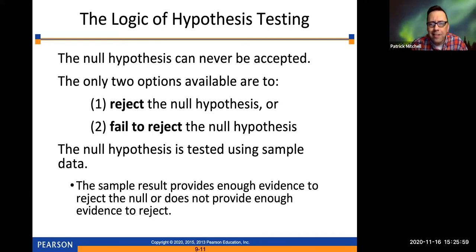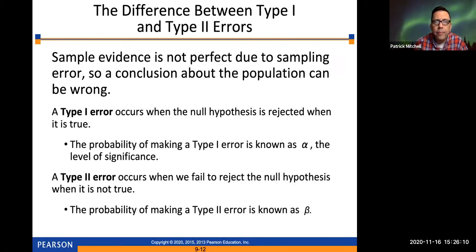The null hypothesis is tested using sample data. The sample result provides enough evidence to reject the null, or it does not provide enough evidence to reject the null. And of course, sample evidence is not perfect due to sampling error, so a conclusion about the population can be wrong. And that would result in what's called either a type 1 error or a type 2 error. So this is not the type of error that would cost you points on an exam. This would not be your fault. It's basically just a fluke in the sample.